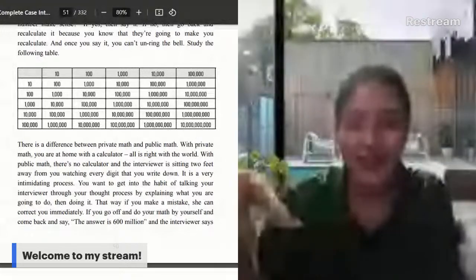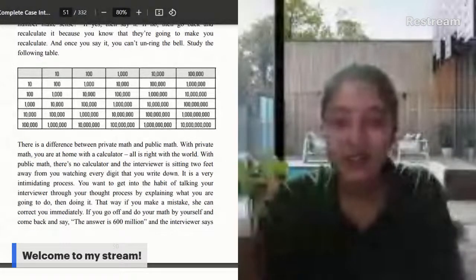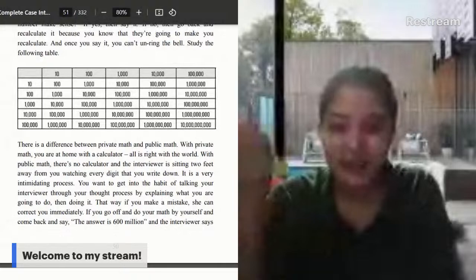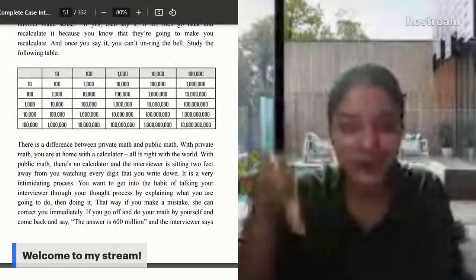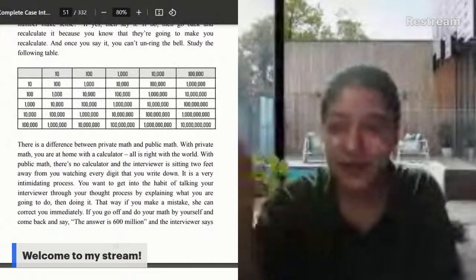So there is a difference between private math and public math. With private math, you are at home with a calculator, all is right with the world. With public math, there's no calculator, and someone sitting 2 feet away from you is watching every digit you write down. It is a very intimidating process.